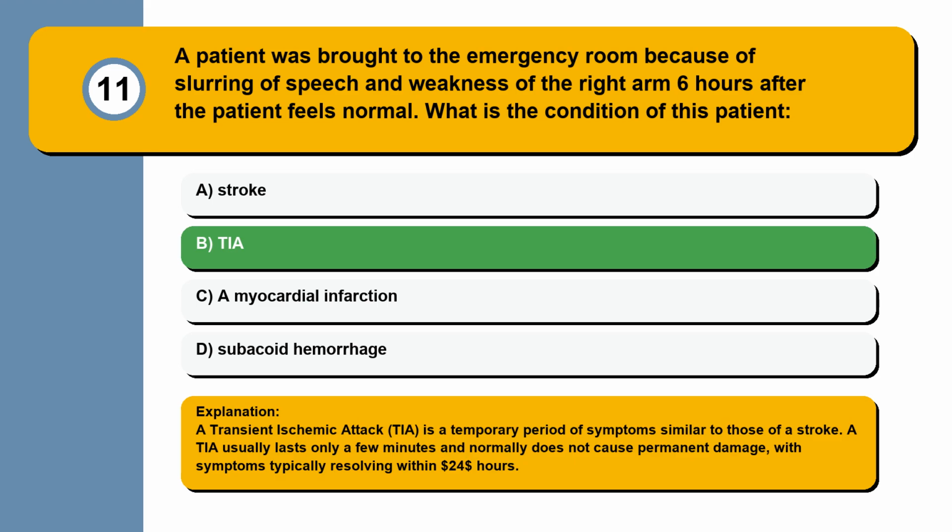TIA. Explanation. A transient ischemic attack, TIA, is a temporary period of symptoms similar to those of a stroke. A TIA usually lasts only a few minutes and normally does not cause permanent damage, with symptoms typically resolving within 24 hours.